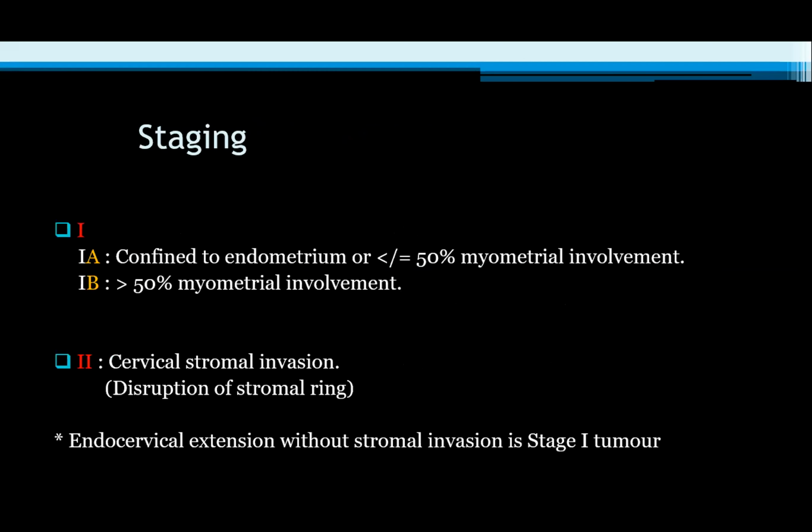The staging, as all of you know: FIGO stage 1A is a tumor confined to the uterus or involving less than or equal to 50% of the myometrium, and stage 1B tumors involve more than 50% of the myometrium. Stage 2 tumors cause cervical stromal invasion, which will be seen as disruption of the stromal ring. Endocervical extension of the tumor without stromal invasion is regarded as a stage 1 tumor.